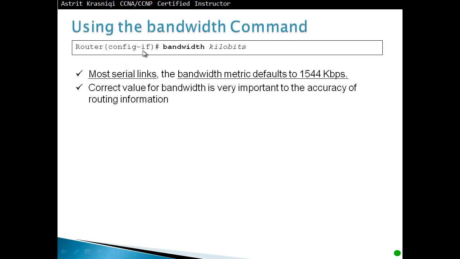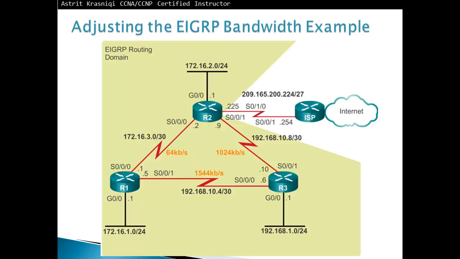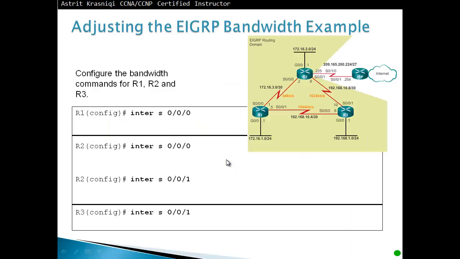Using the bandwidth command: on most serial links, the bandwidth metric defaults to 1544. Correct values for bandwidth are very important to the accuracy of the routing information. The bandwidth command modifies the bandwidth metric. No bandwidth will restore it to the default. For example, we go into the interface and configure the bandwidth. On router 1, 64 kilobits per second on this serial interface. We have to do the same for router 2. So as neighbors, both have to be configured with the same values. And between router 2 and 3 it is 1024 kilobits per second.